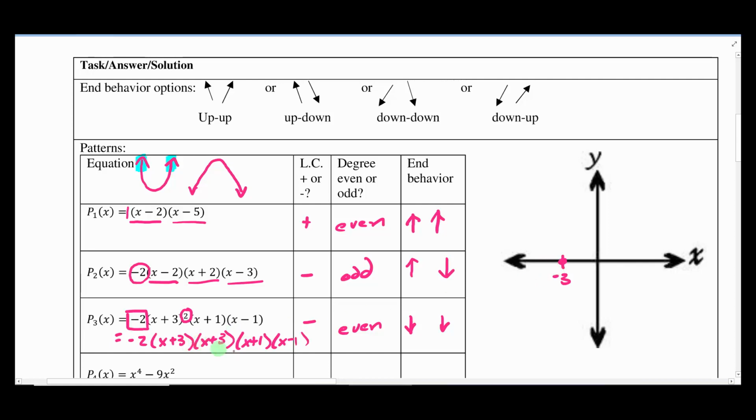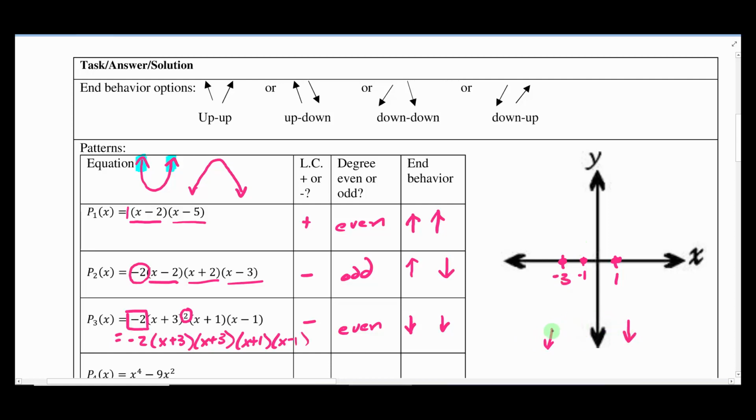There's a weird behavior that happens there. So x plus 1 means that we have another x-intercept at negative 1. So we're going to have an x-intercept here. And then x minus 1 means we'll have an x-intercept at positive 1. So we'll have another x-intercept here. And remember, we're going down, down. So I'm going to draw in my end behaviors. There's my 2 end behaviors: down on the left, down on the right.